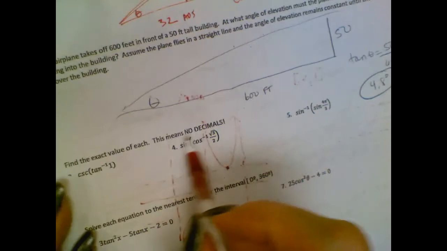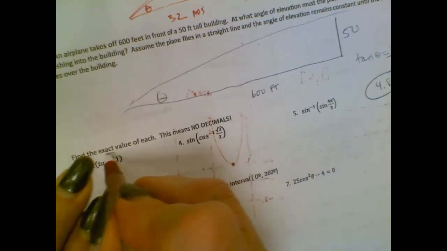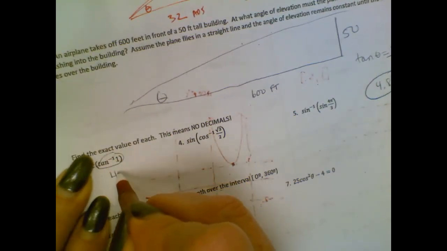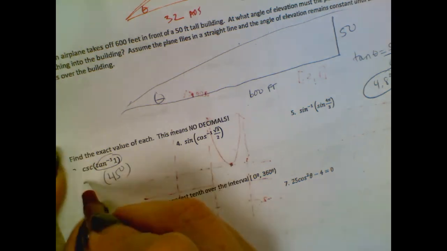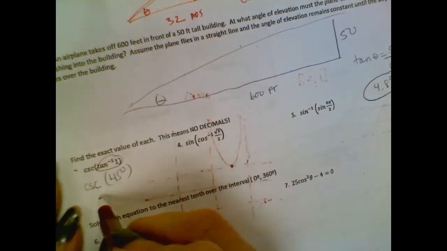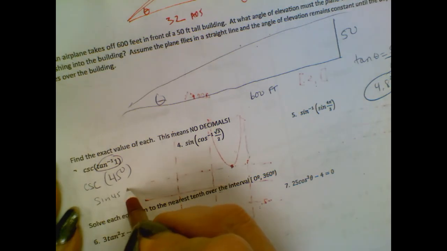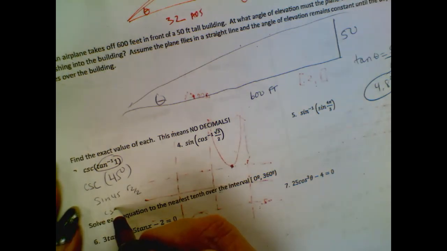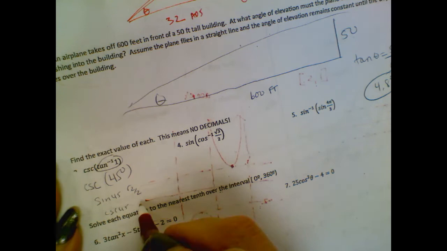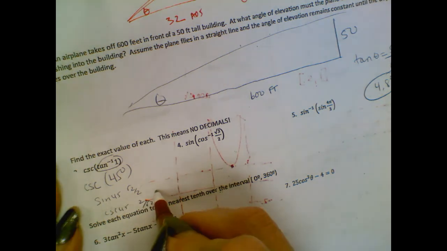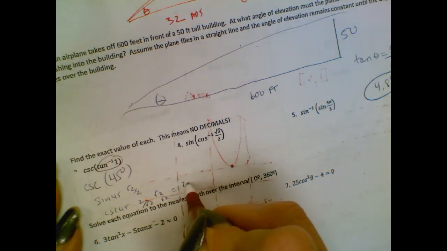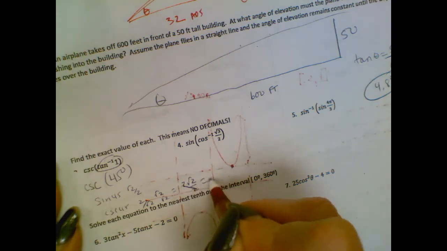Find the exact value. This means no decimals. What angle has a tan of 1? 45 degrees. And what's the cosecant of 45? Well, sine of 45 is radical 2 over 2. So cosecant of 45 is 2 over radical 2, which if you rationalize, the 2's cancel and you get square root of 2.